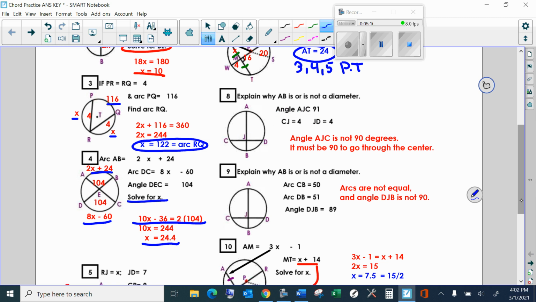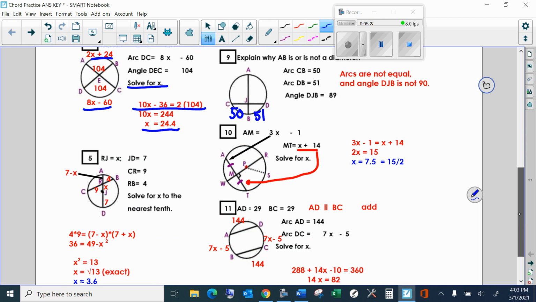Explain why AB is a horizontal diameter. Arc CB is 50 and DB is 51. Well, remember the arcs would have to be congruent, and they are not. Okay. Therefore, angle AGB is not 90 degrees, and therefore it's not a diameter.